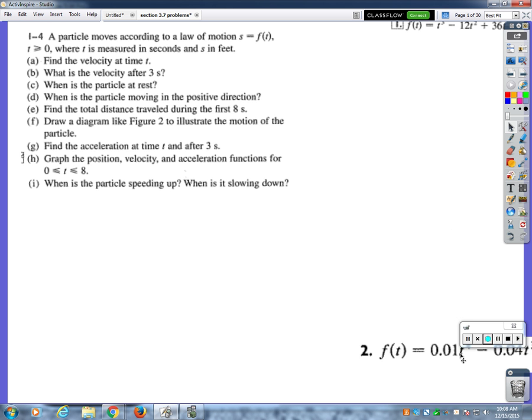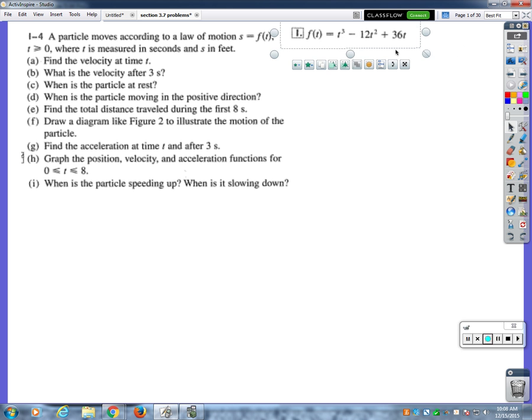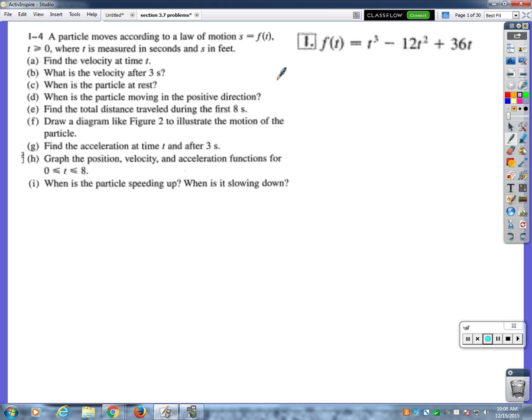I asked him to do number one for me. Okay, so you guys take a break. The kids and I are going to go through number 1 real quickly, together. And then if we have time, we'll take a look at number 7. Alright, so Mackenzie, find the velocity at time t.